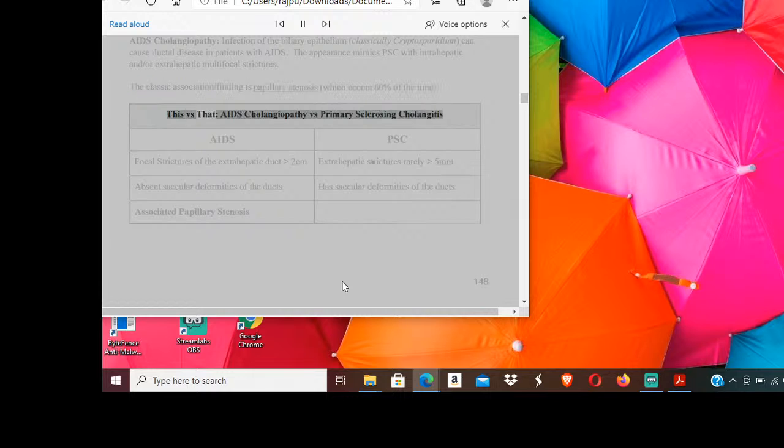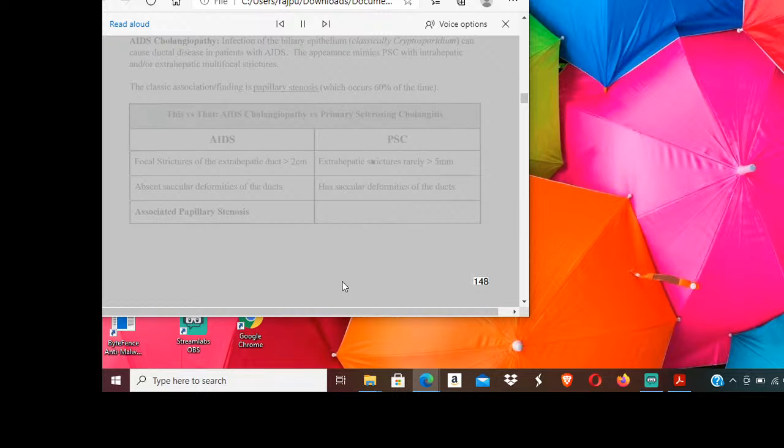This versus that, AIDS cholangiopathy versus primary sclerosing cholangitis. AIDS: focal strictures of the extrahepatic duct, 2 cm. PSC: extrahepatic strictures rarely greater than 5 mm. AIDS: absent saccular deformities of the ducts. PSC: has saccular deformities of the ducts. AIDS: associated papillary stenosis.